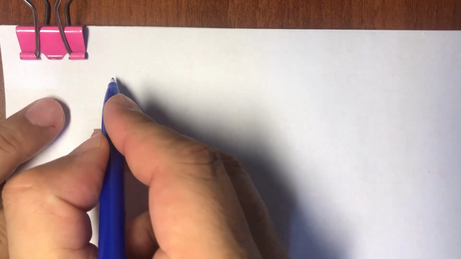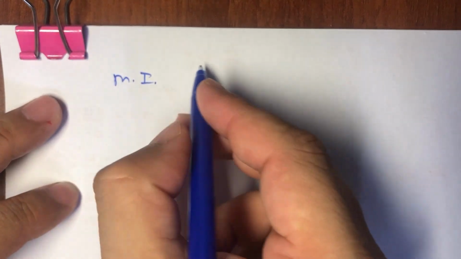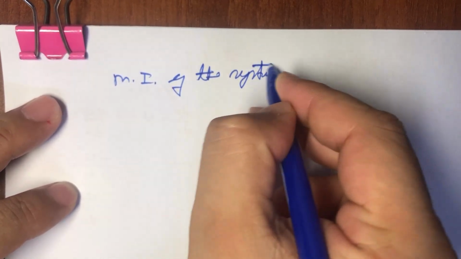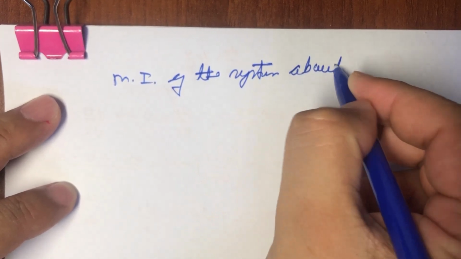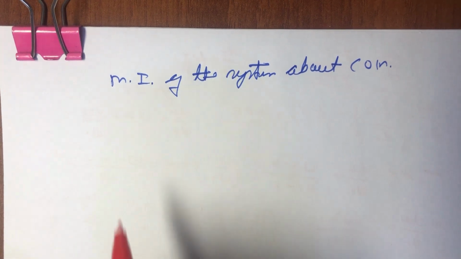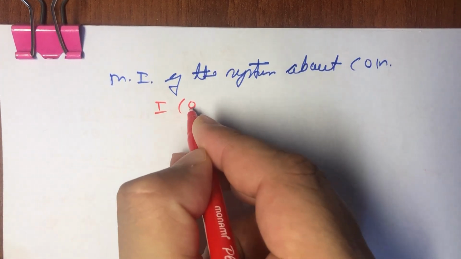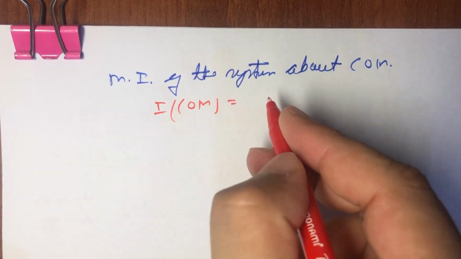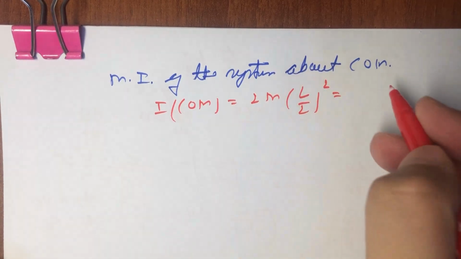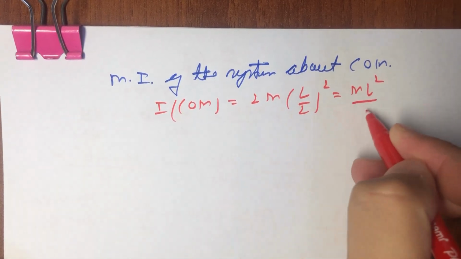Therefore, we can say that the moment of inertia of the system about the center of mass, I center of mass, is equal to 2m times L by 2 whole square. So this comes as m L square by 2.